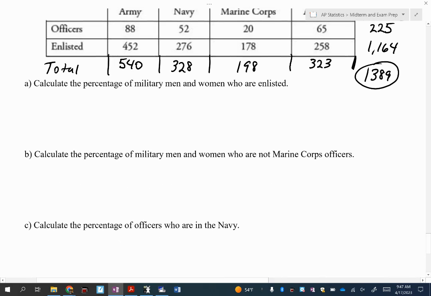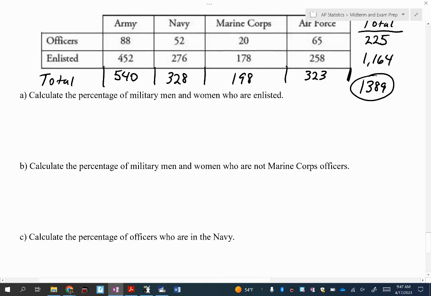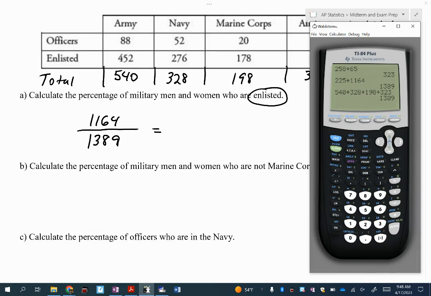Okay, thank you. The key thing when I do these questions is I try to figure out what's going to be my denominator. It says calculate the percentage of military men and women who are enlisted. So what is going to be my denominator? Find letter A. Very good. It's the entire thing, right? We're talking about everyone that is serving. And what am I going to put for my numerator? All the people that are enlisted, which in this case, I look at my total for that row, which is 1164. So now I can go ahead and divide to figure out what that percentage is.